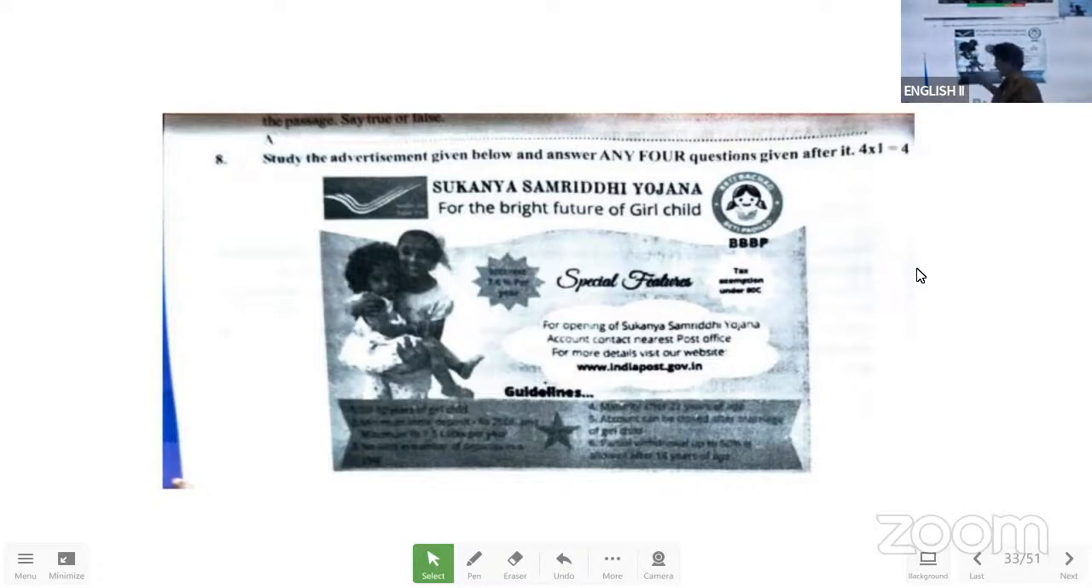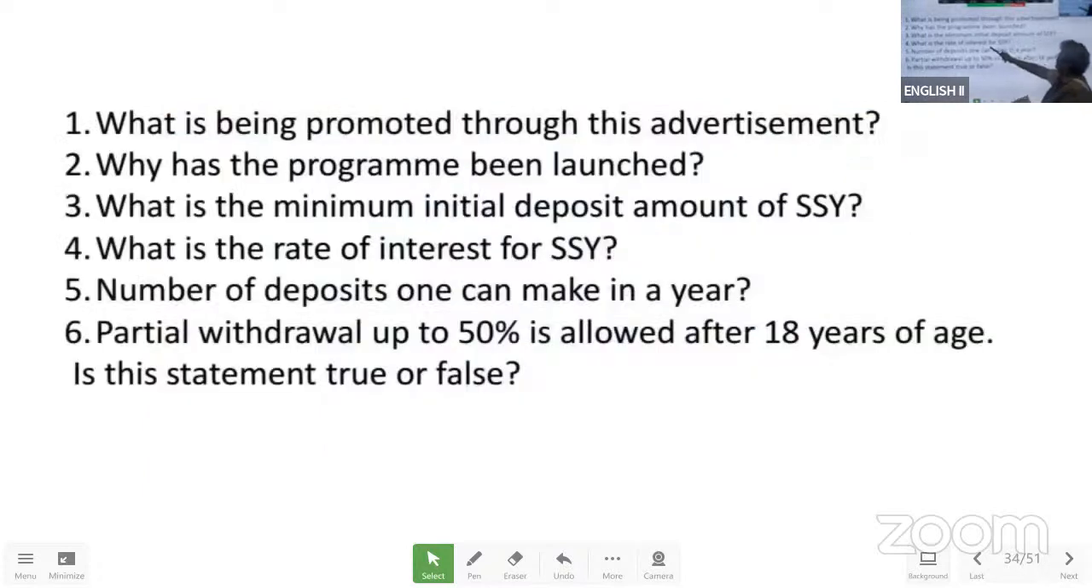No doubt there are choices. You can always leave the answer in the choice if you want, but otherwise you can also inform the concerned invigilator. Now you remember we couldn't answer what is the minimum initial deposit amount of SSY.